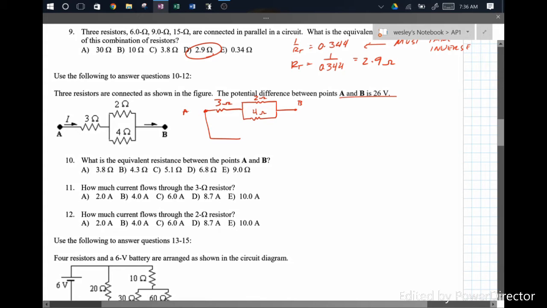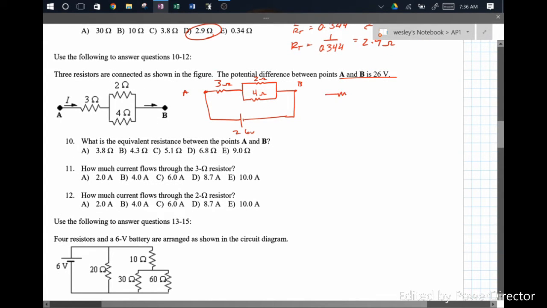That would be connected to a 26 volt battery. Let's make sure it's connected. That's another way of looking at this circuit. So what we want to do is simplify that top part so that we can figure out what's going on here.